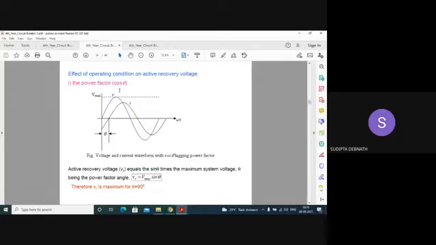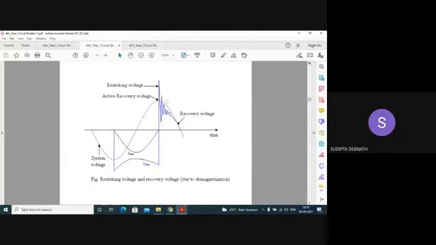load, the voltage and current are in phase and both are zero at the same instant. See, we are talking about active recovery voltage. So active recovery voltage means this voltage. Okay. So if the power factor were unity, the current and voltage would reach zero at the same time. So when the current is zero, voltage is also zero. So if the power factor were one, it would have started from here and this voltage would have been very less, isn't it?